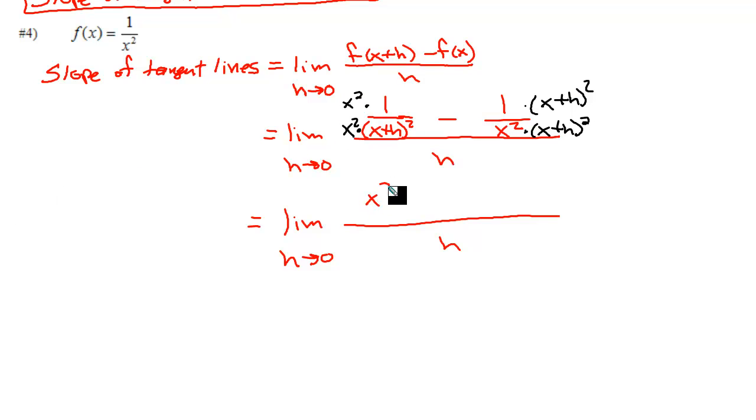So what does that give us? It gives us an x squared over x squared times the sum of x and h squared, minus x plus h squared over x squared times the sum of x and h squared.